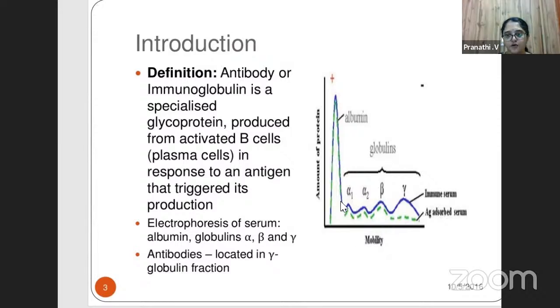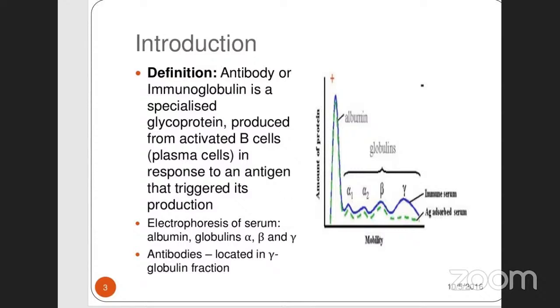When we do serum electrophoresis, a process in which we can separate different kinds of proteins, you can see that serum albumin is the main protein present in the blood. Then you have different kinds of proteins in the globulin class, known as alpha, beta, and gamma, separated by mobility based on molecular weight. All the antibodies are present in the gamma globulin fraction.